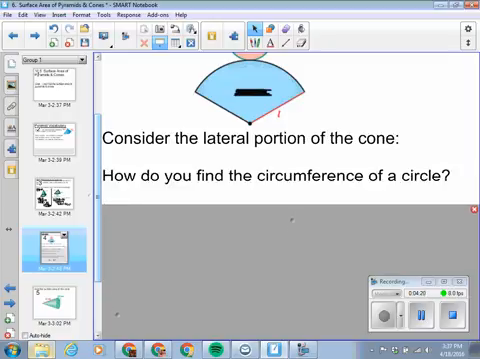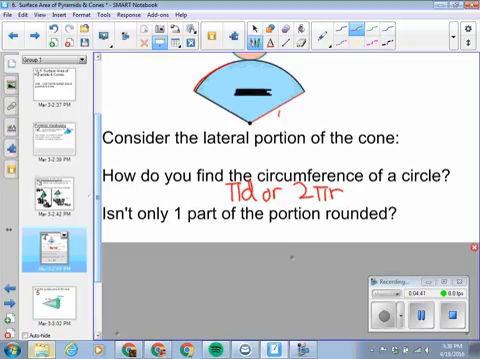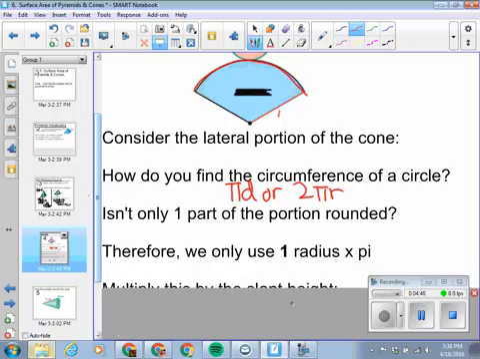So let's think about this. How do we find the circumference of a circle? We learned that a couple days ago. That would be pi times diameter, or 2 pi r, based on what's given to us. Now, the problem with this is we only have one part of the lateral area that is rounded, right there. We don't have a full circle here, we only have half. So we use one radius times pi.